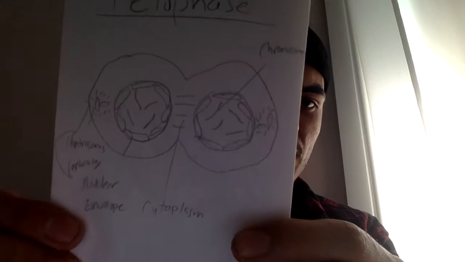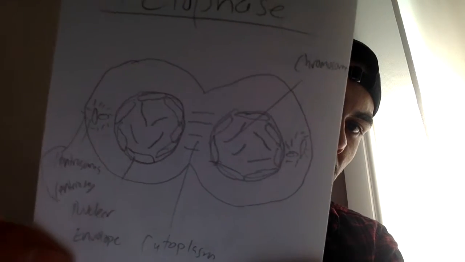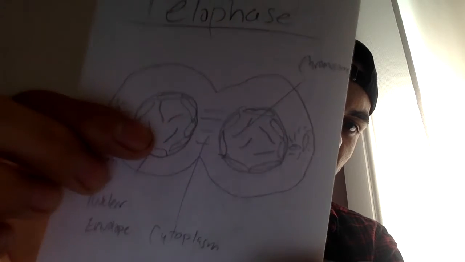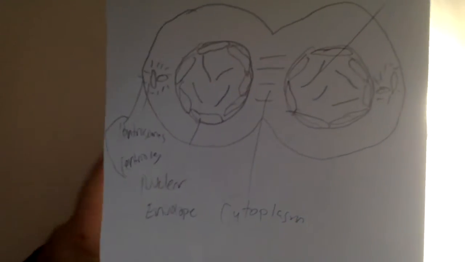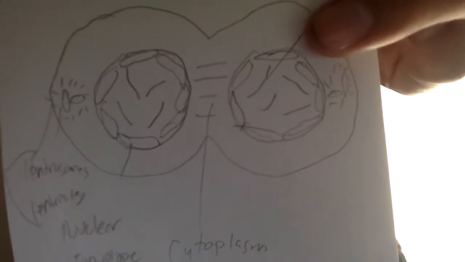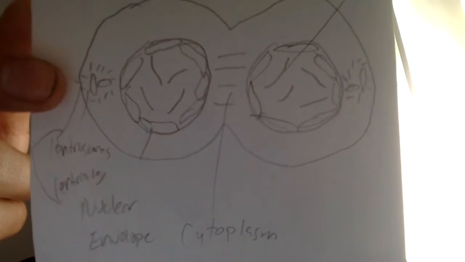I'm going to go to my next stage in mitosis, which is telophase. Telophase is right here. So you see the cytoplasm, of course, it's pulling apart. You see the chromosomes right here. You see the nuclear envelope. And then, sorry, my finger's in the way. You see the centrosomes and the centrioles on this side right here.